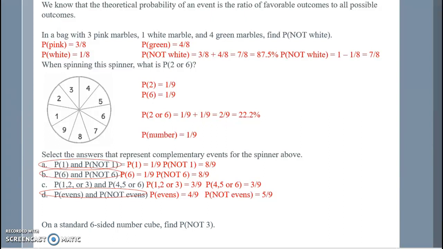On a standard six-sided number cube, find the probability of not getting a 3. So the probability of not getting a 3 would be 1, 2, 4, 5, or 6. So 5 out of 6. Or 1 minus the probability of getting a 3, which would be 1 minus 1/6. So 6/6 minus 1/6 is 5/6.